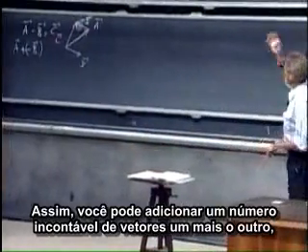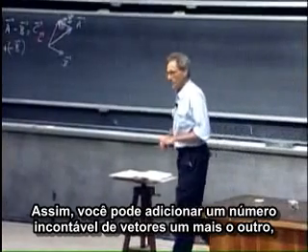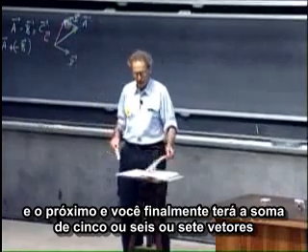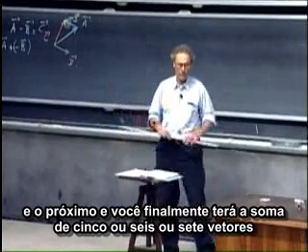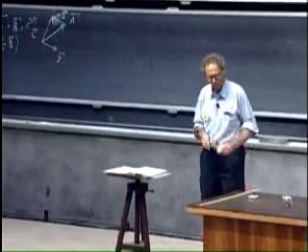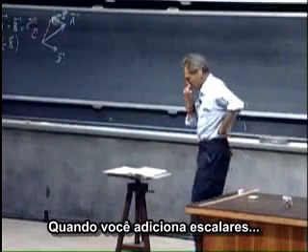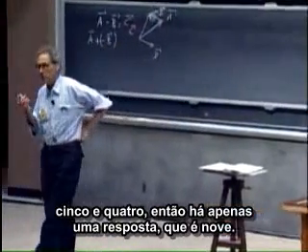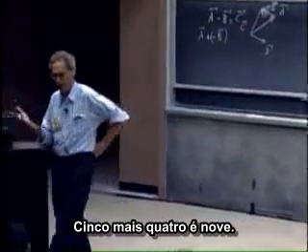So you can add countless number of vectors, one plus the other, the next one, and you finally have the sum of 5 or 6 or 7 vectors, which then can be represented by only one. When you add scalars, for instance 5 and 4, then there's only one answer, that is 9. 5 plus 4 is 9.